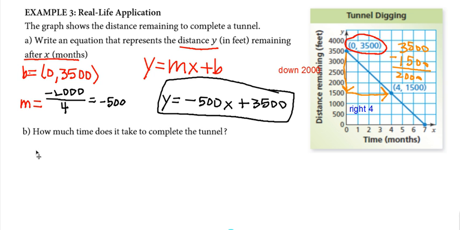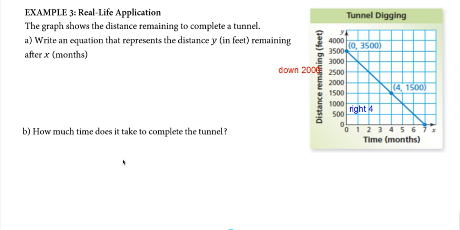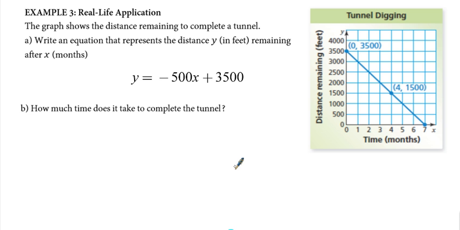Now, part B, it says, how much time does it take to complete the tunnel? If you're completing the tunnel, how long will that take and when will that be? This answer, you can find it using the graph. You can also find it using the equation. So first, I'm going to find the answer from the graph, and you should be writing both methods. From the graph, if you're finishing the digging, that means you have nothing left to dig.